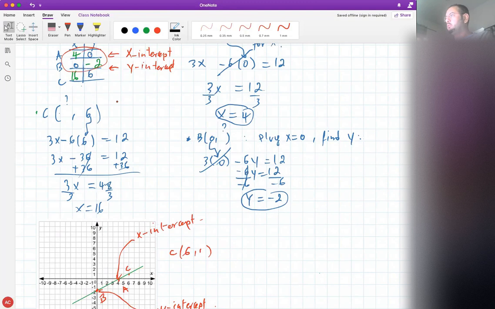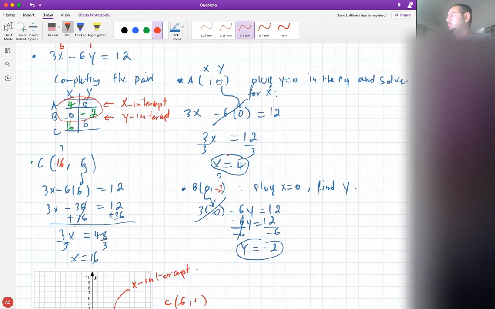So remember the intercepts, they're special, they have zeros in them. So we completed the pair here. So the x was 16. The pair here, we completed it. Missing number was -2. Also here, 4.